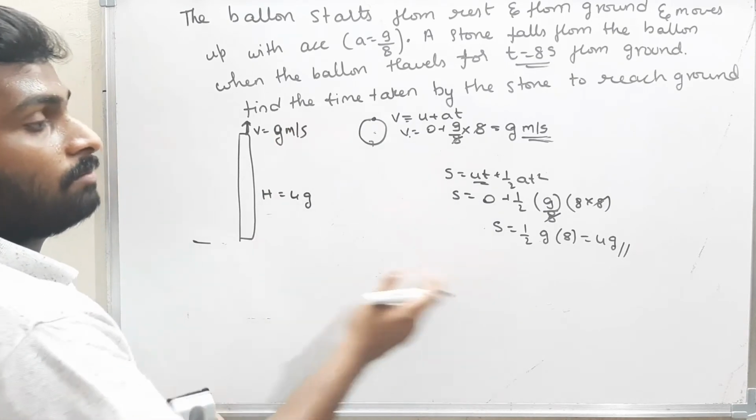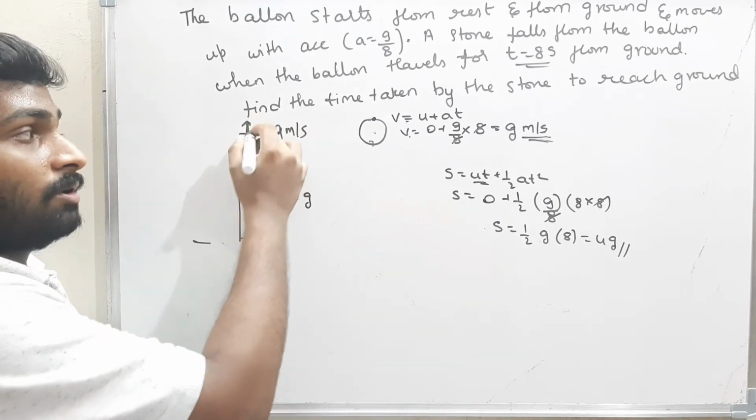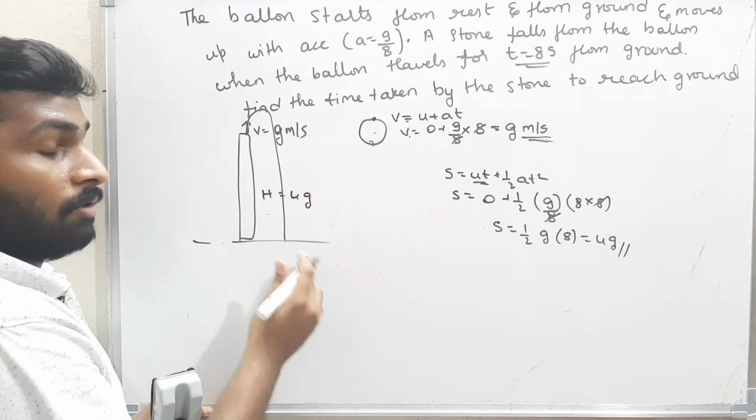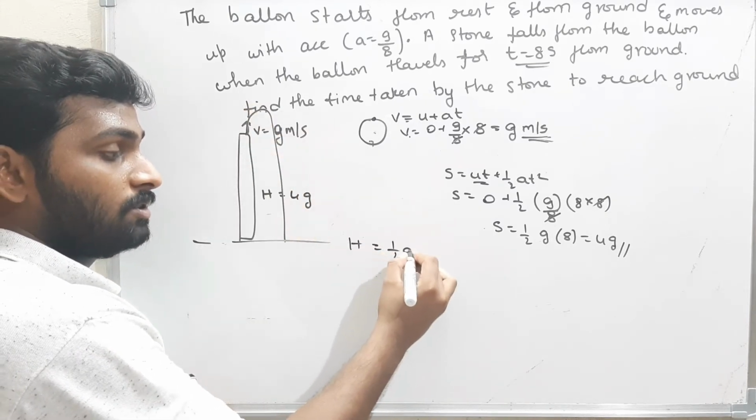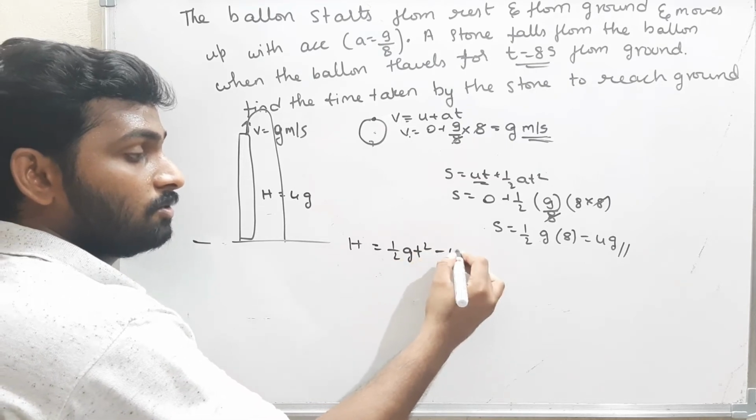Now they told to find the time taken by the body to reach the ground. That means the whole time taken. What is the equation of the vertically projected body from a tower? That is h is equal to minus ut plus half g t square. What is this?